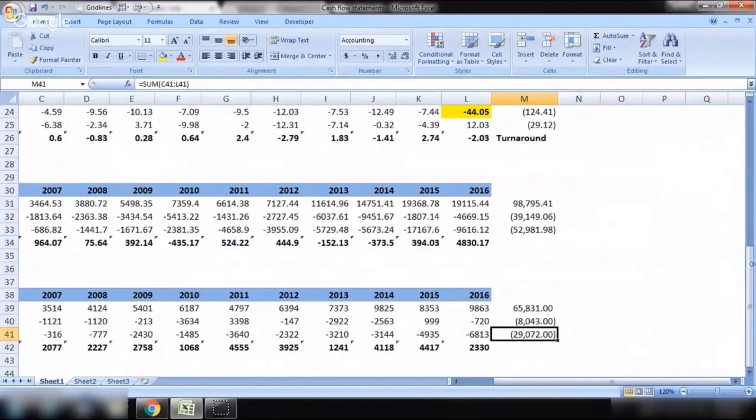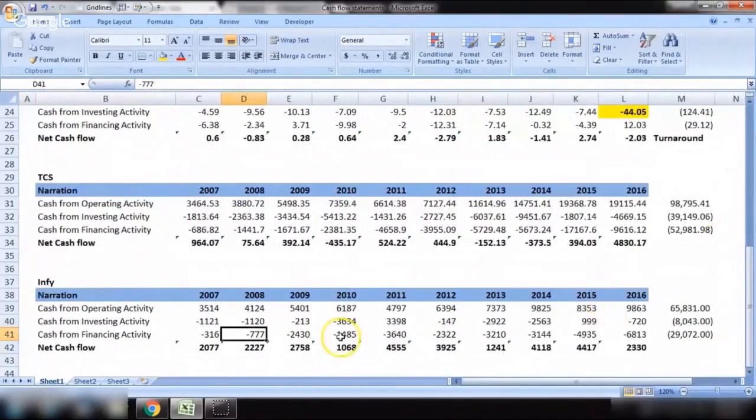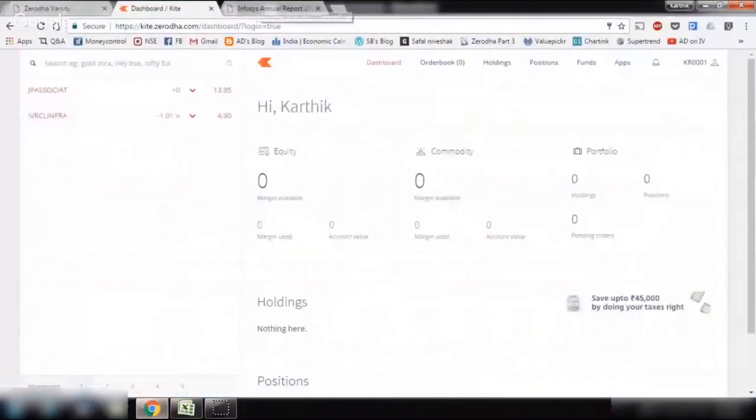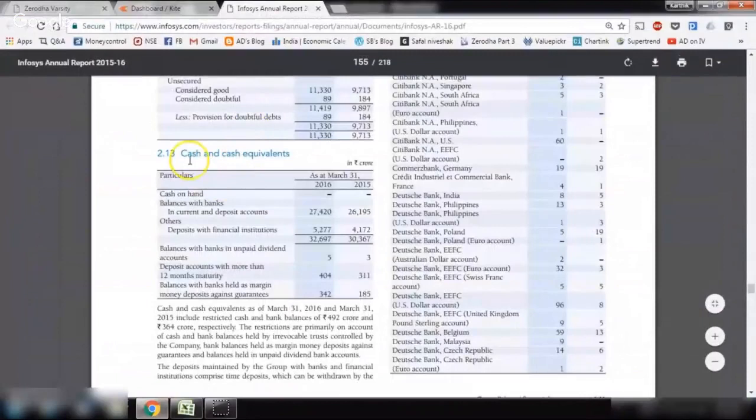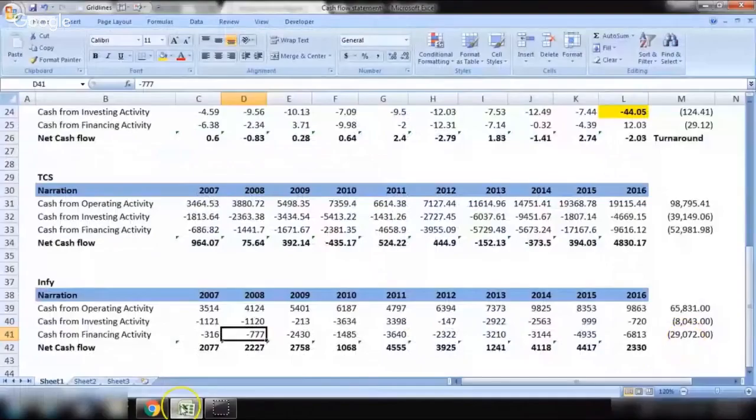Where is the balance money sitting, and what is Infosys trying to do with this money? That's the kind of question you need to be asking. So I looked up the Infosys annual report and the cash flows, and here is where the balance money is sitting. Nearly 32,000 crores as of 2016 is sitting in deposits and financial institutions. This is an extract from the balance sheet in the annual report, and it clearly states that current account and deposit accounts hold 27,000 crores, roughly the balance money here.